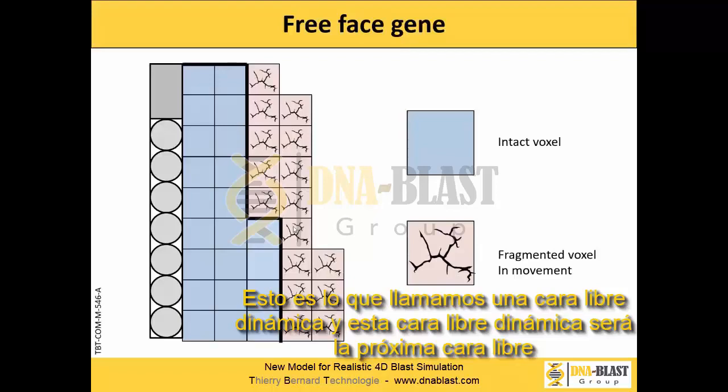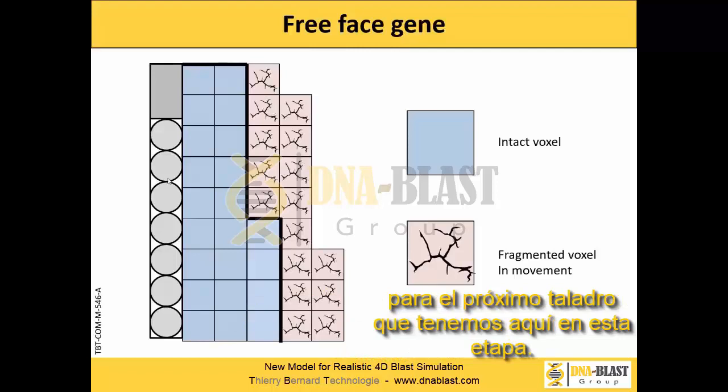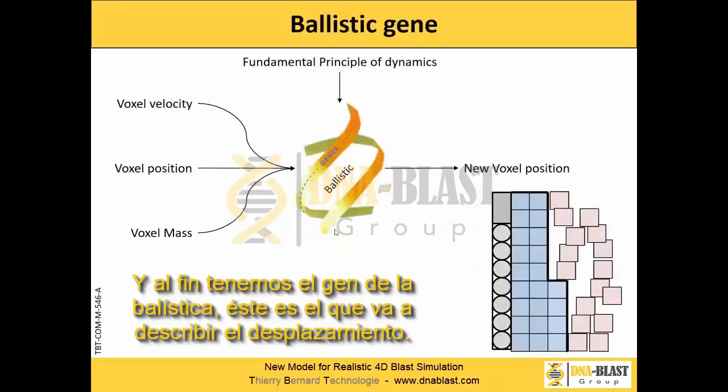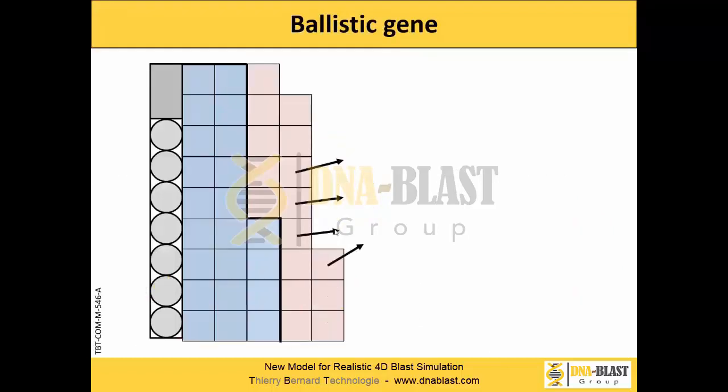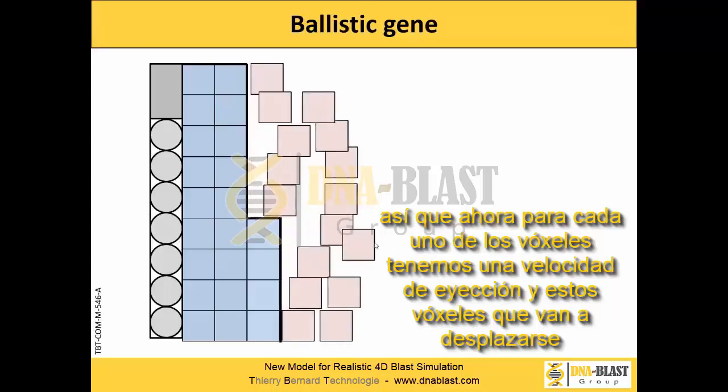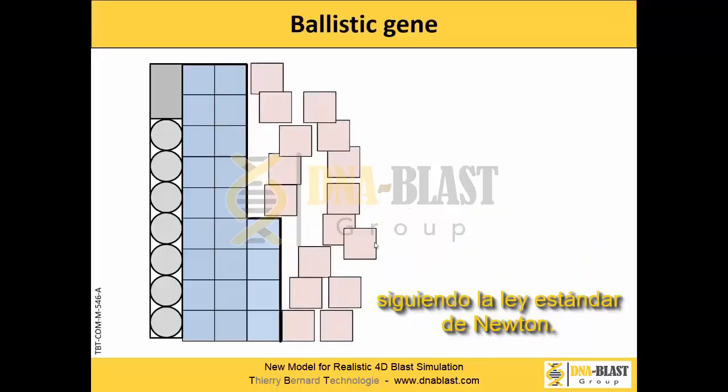This is what we call a dynamic free face, and this dynamic free face will be the next free face for the next borehole that is here at this stage. And then we've got finally the ballistic gene. This one is the one that is describing the movement. So now for each of the voxels, we've got an ejection velocity, and these voxels are going to fly following a very standard Newton law.